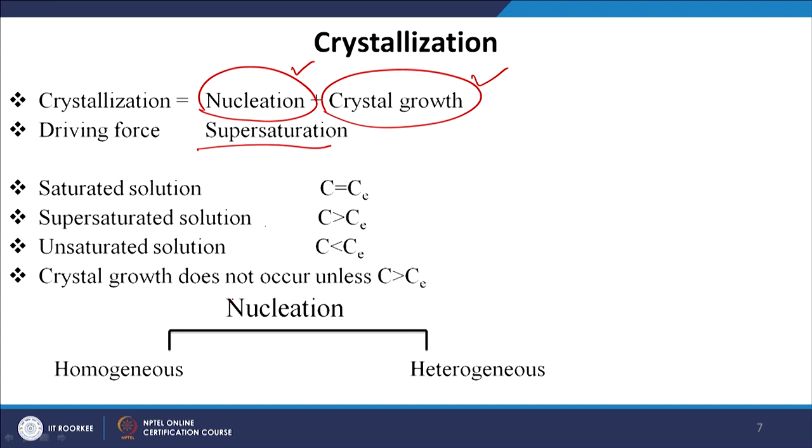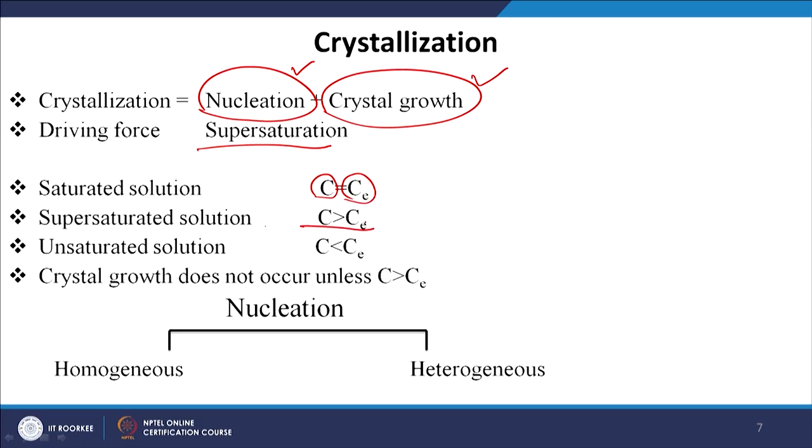In a saturated solution, the concentration C is equal to the critical concentration C*. Critical concentration means the maximum amount of solute you can dissolve in the solution, beyond which if you even add 1 grain of sugar, all the sugar will come out of the water. That is your supersaturation condition, that is your critical concentration.